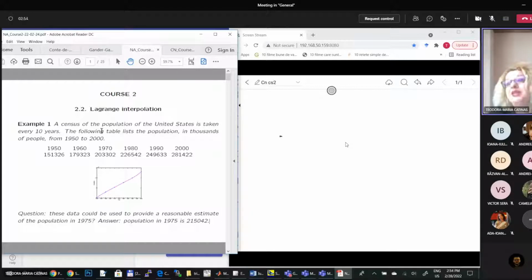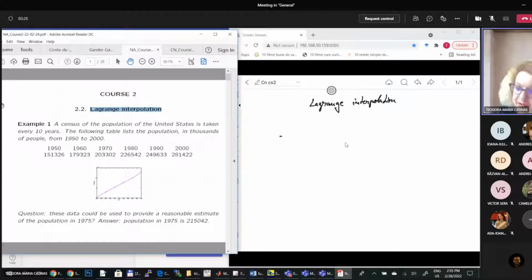So it is better to use other methods that use more points. And we have mentioned Lagrange interpolation. That is the method used when we have a set of points. So we continue the study of Lagrange interpolation, which is a method of approximating a function.